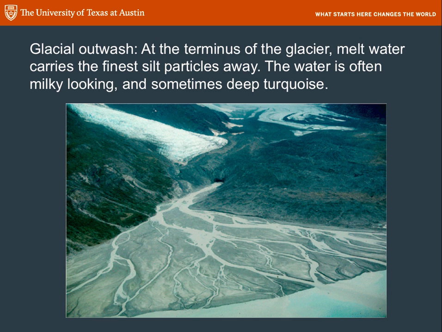This is the lower part of a glacier forming a braided stream of glacial outwash. A lot of the very fine silt and clay particles will come out of the glacier with the meltwater and move in this braided way away from the glacier, forming these glacial outwash areas. The water is often milky looking in this region, and sometimes it's a very deep turquoise color.